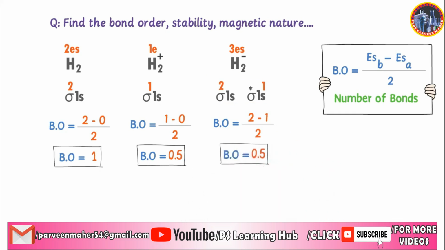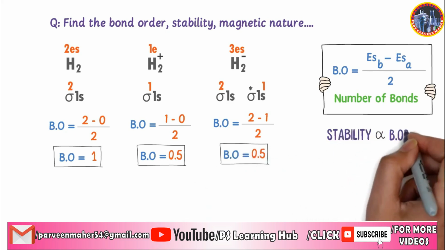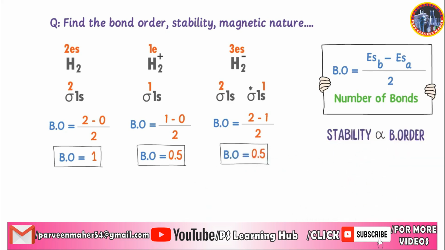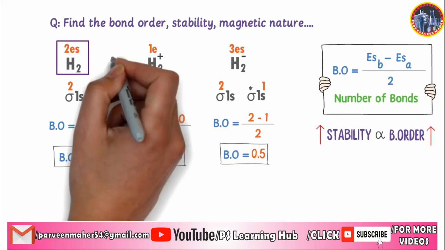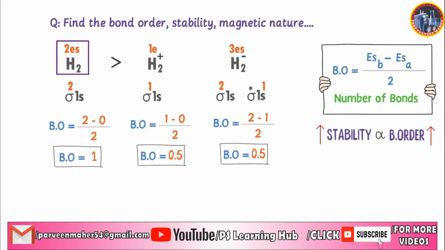Note down that stability is directly proportional to bond order. The higher the bond order, the higher the stability of a molecule. So the H2 molecule is more stable than the H2 positive ion and the H2 negative ion.